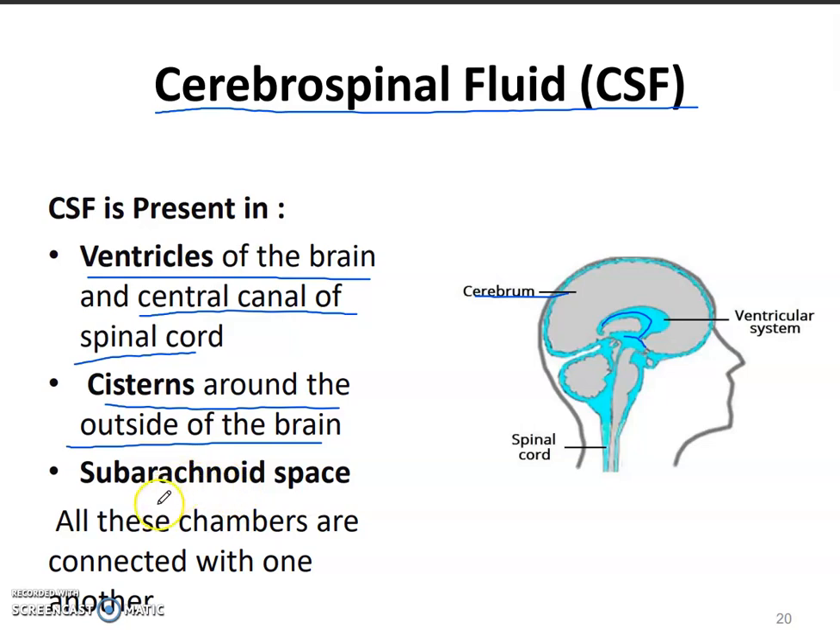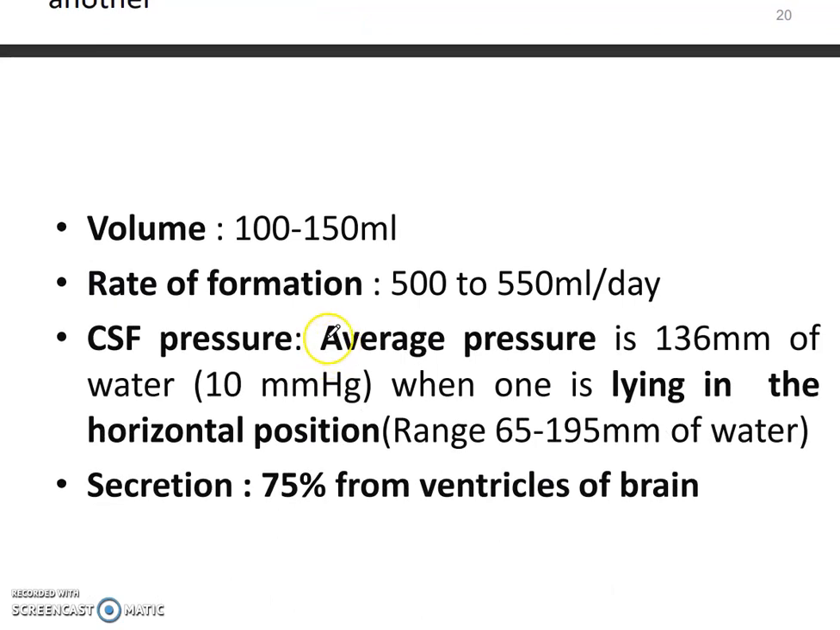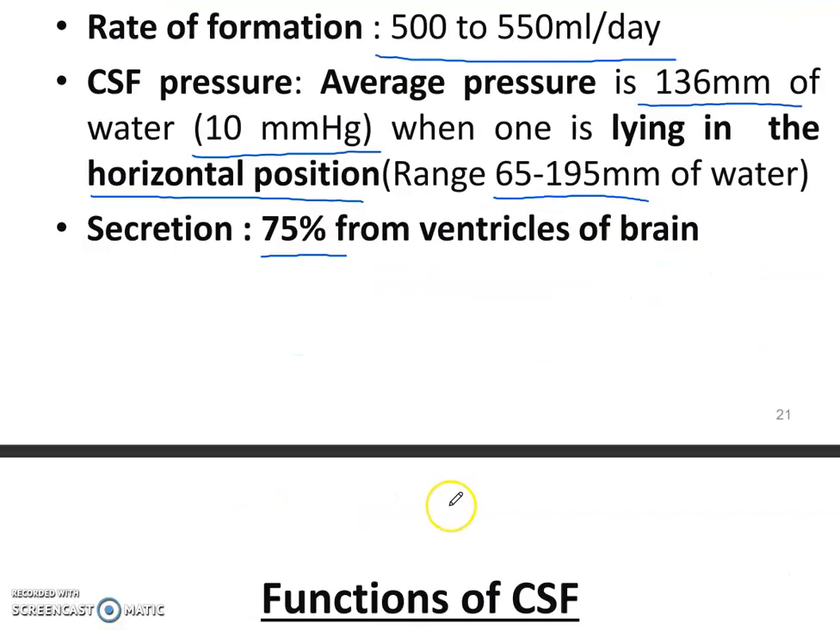And these chambers are connected with one another. The volume of the cerebrospinal fluid is 100 to 150 milliliters. The rate of formation is 500 to 550 milliliters per day. The CSF pressure, the average pressure, is 136 millimeters of water or 10 millimeters of mercury. When one is lying in the horizontal position, meaning lying down, it is from 65 to 195 millimeters of water. And the secretion is 75% from the ventricles of the brain.